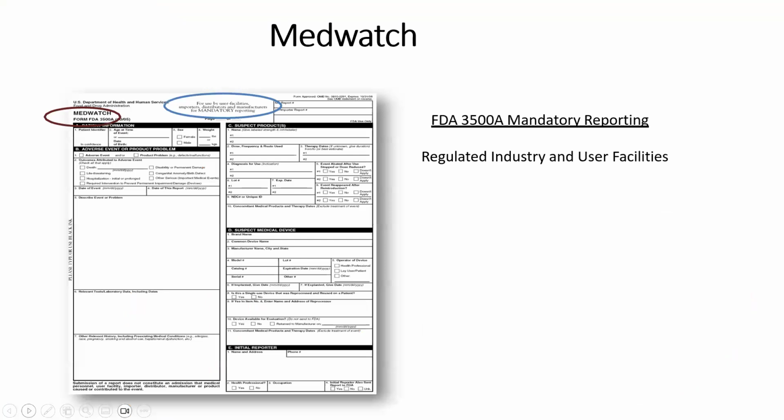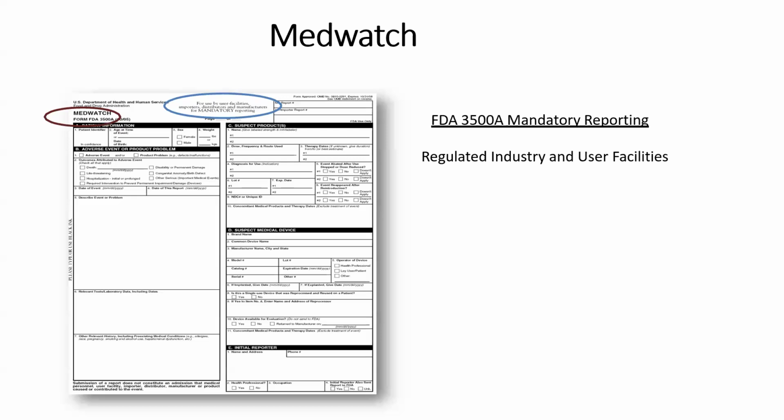It looks like this. So it is the 3500A, which is the mandatory form, and this is for regulators and for the industry people. This is the MedWatch 3500A, and it is the mandatory reporting for regulated industries and the user facilities. So when we are saying user facilities, all the MAHs, the marketing authorization holders or the regulated industries, means PV industries or also regulated industries. All these forms need to be filled by all the MAHs who are dealing directly or indirectly with the drug product in the market.